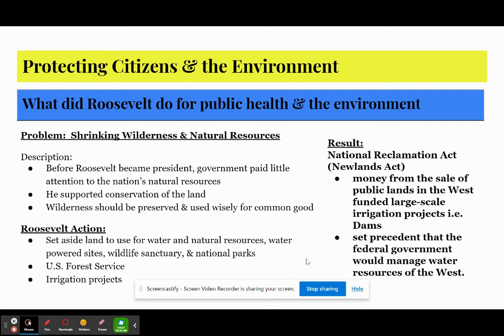His action was that he set aside land to use for water and natural resources, water-powered sites, wildlife sanctuaries, and national parks. He established the U.S. Forest Service and also irrigation projects to bring water to areas of the United States where fresh water was not readily available. The result was the new National Reclamation Act, or the Newlands Act. Money from the sale of public lands in the West funded a large-scale irrigation project, like, for example, dams. There's a Roosevelt Dam, and it set the precedent for the federal government that they would manage water resources of the West. Particularly, a lot of parks that he had established were in Oregon and South Dakota.